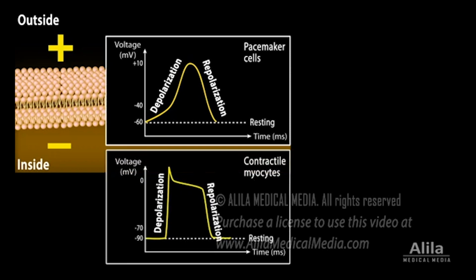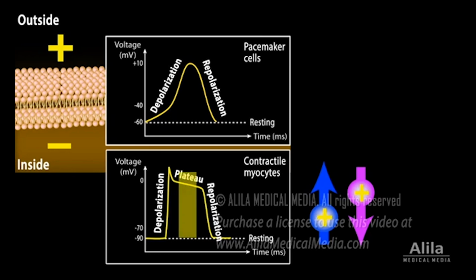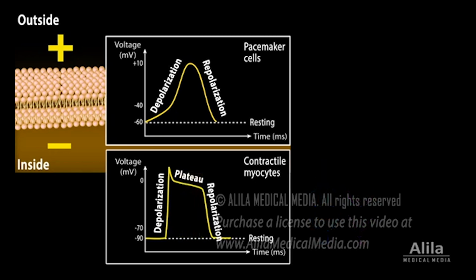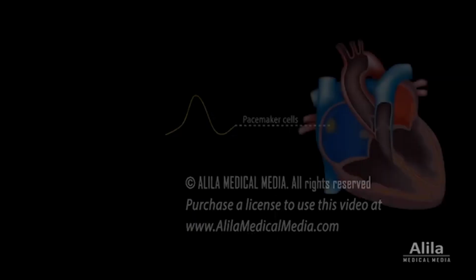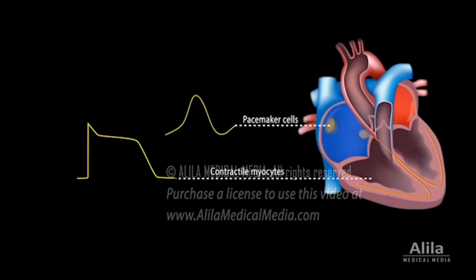In cardiac myocytes, there is also a plateau phase which occurs when the efflux of one positive ion is balanced by the influx of another, and membrane potential remains relatively unchanged. This is when muscle contraction occurs. An action potential waveform reflects electrical events in a single cell. Pacemaker cells and contractile myocytes exhibit different forms of action potentials.